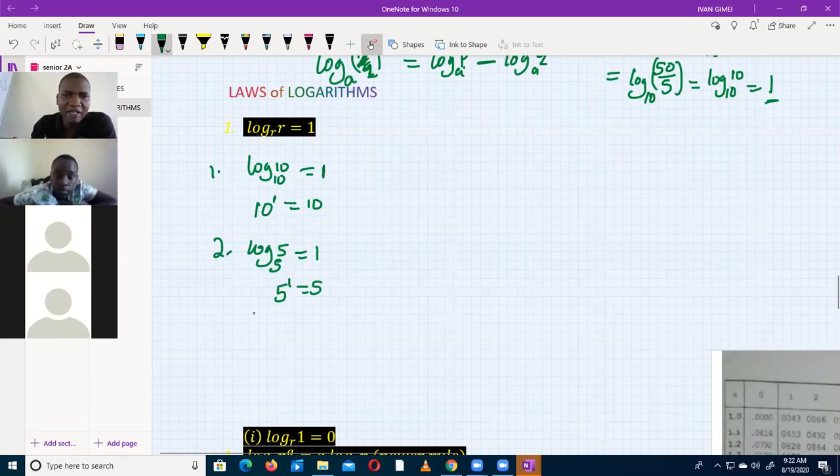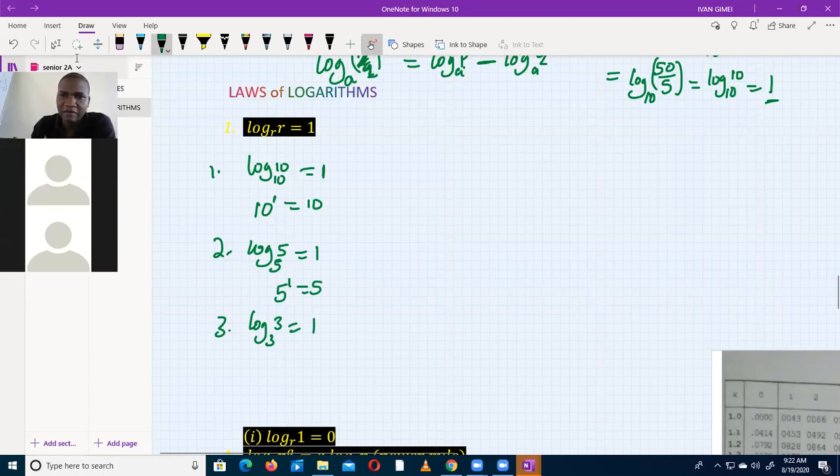Take 3, you can have as many as you want. As long as the base and the number are the same, when you're finding the log of the base, it will always give us 1, because 3 to the power 1 is 3. So the log of the base is always 1. That's our first law of logarithms, not indices. Forgive me for confusing the two.